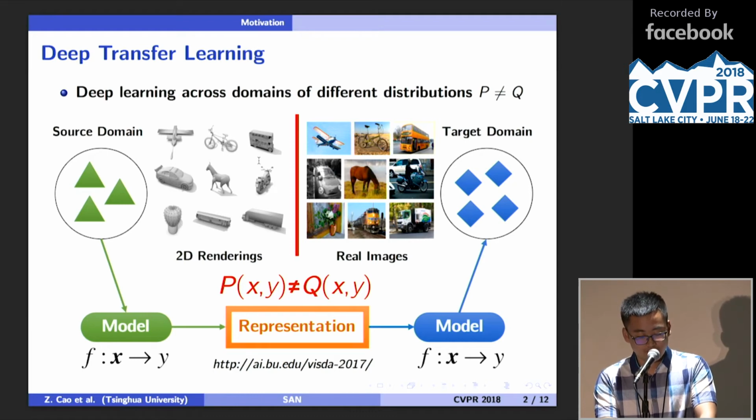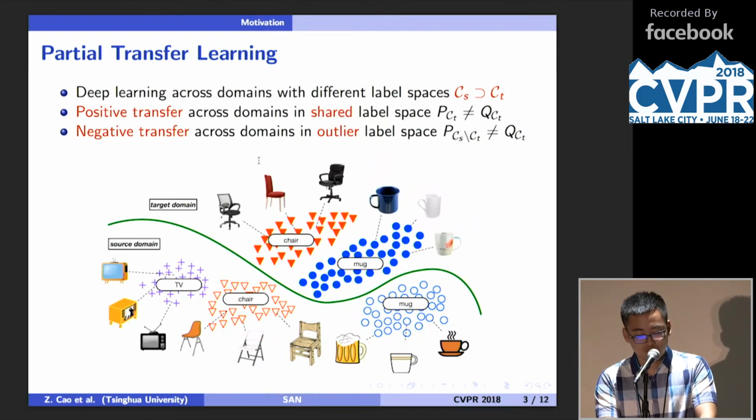But as shown in the figure, existing transfer learning methods assume that the source and the target share the same label space, and this is often not satisfied in real-world applications. In our work, we introduce partial transfer learning. It relaxes the assumption to that the target label space is only a subspace of the source label space. There exist 2 main challenges. First, we need to enable positive transfer between the shared part of the source and the target label space. Second, we need to circumvent negative transfer between the outlier source label space and the target label space.